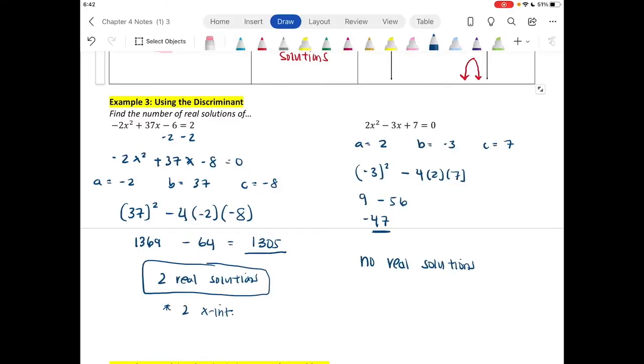For this quadratic, the discriminant is negative, which tells us that there are no real solutions. And because of that, that means we have no x-intercepts, or we are never crossing the x-axis. This is setting us up for tomorrow's lesson, where we are going to learn about imaginary solutions if there are not real solutions.